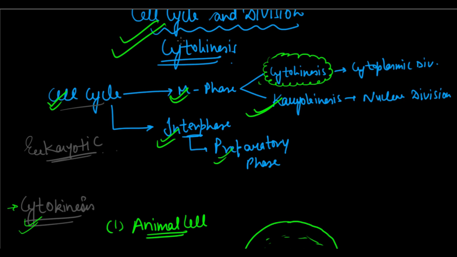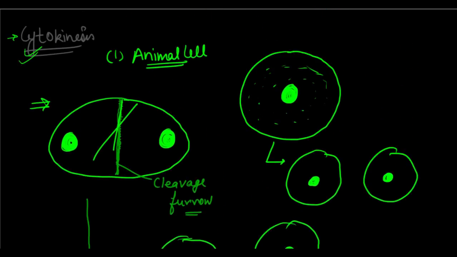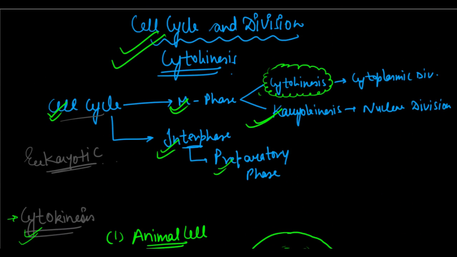So with this, we conclude this unit, cell cycle and cell division. We looked at the cell cycle, we looked at the two phases of the cell cycle, interphase and M phase, we looked at the different phases of interphase, we've looked at the two parts of M phase, that is cytokinesis and karyokinesis. We looked at karyokinesis in a lot of detail, and now we have also looked at cytokinesis, and we are done with that as well. So with this, we conclude this topic and this unit as a whole.